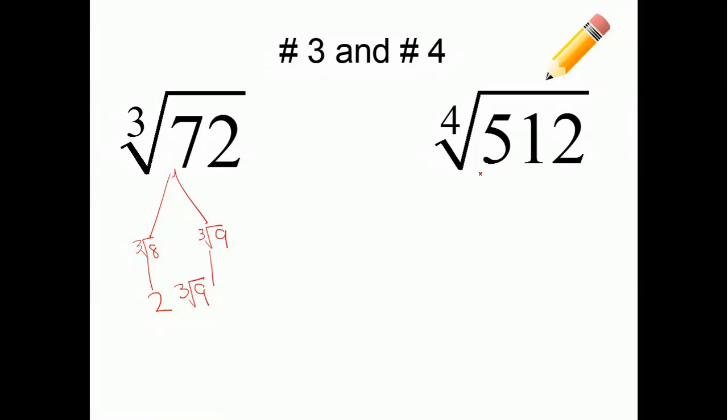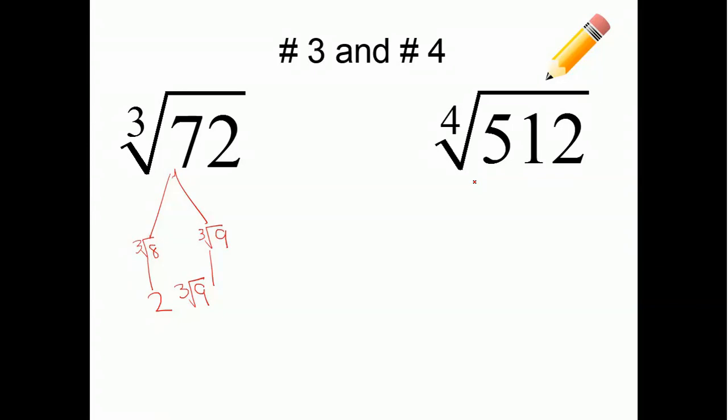What about 512? What can come out of 512? So it's a 4th root, right? So we're going to look into the 4th power here. 16, I think, can come out, but that's pretty small. I wonder if something else can come out of there. 81. 256.